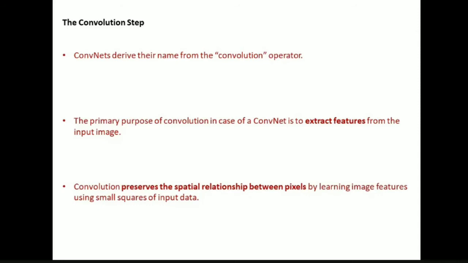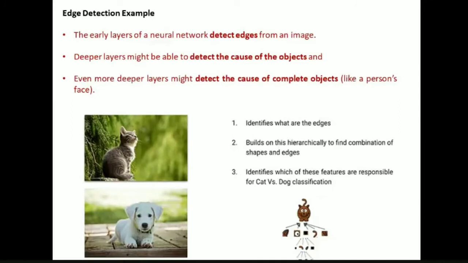How does this preserve the spatial relationship? It preserves this by learning the image features using small squares of input data. I'll tell you what these small squares of input data are shortly. By observing the small squares of input data, the convolution operation is going to preserve the spatial relationship between the pixels. Now let us see how the edges are being detected.